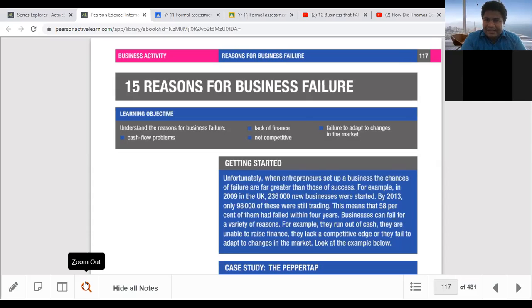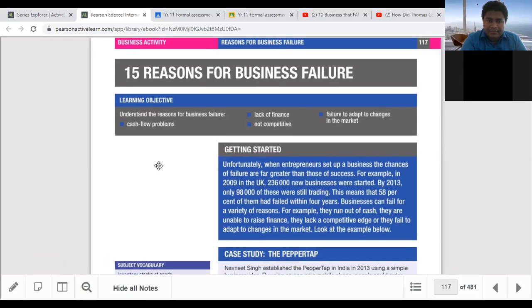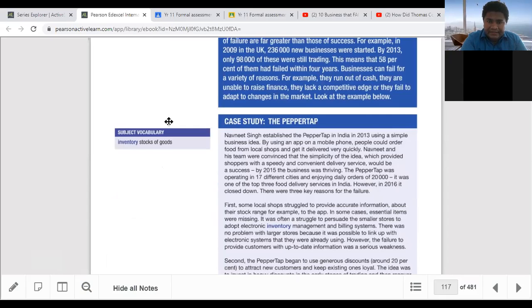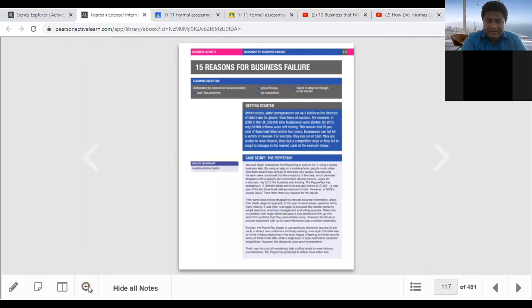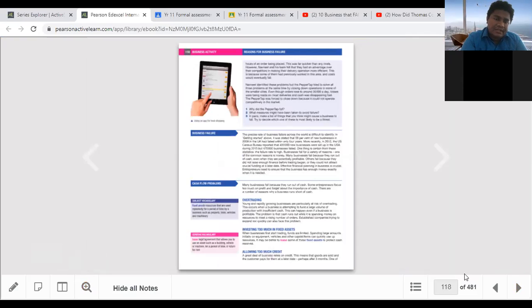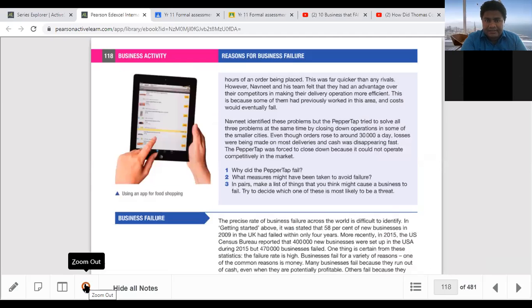Other typical classical reasons for business failure are financial problems, cash flow, running out of cash. We'll look at cash flow problems and lack of finance problems and other things also. There are different examples in the world. A large number of people and organizations are starting up every day, but about 80 to 90% of businesses actually fail within 5 years. We'll find out why these businesses fail.